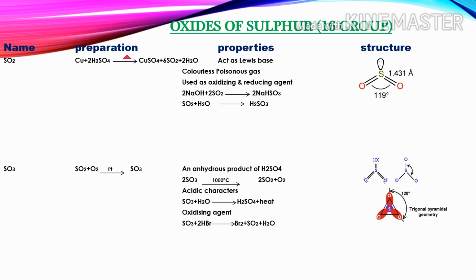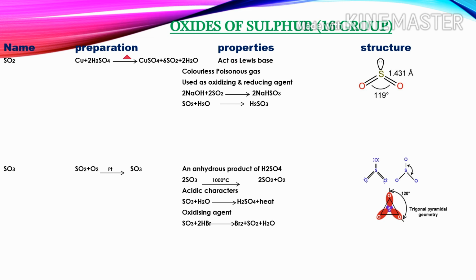Next oxide is sulfur trioxide. The formula is SO3. When sulfur dioxide is reacted with oxygen in the presence of platinum, it gives sulfur trioxide. A property of sulfur trioxide is that it is the anhydride of sulfuric acid. It also decomposes when it is heated to 1000 degrees centigrade, into SO2 and oxygen.